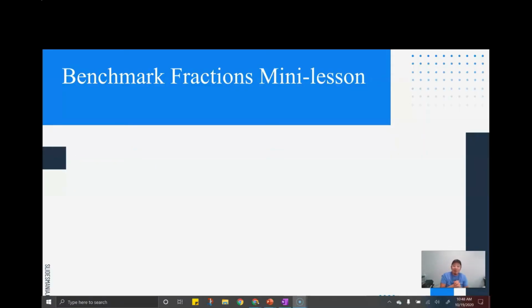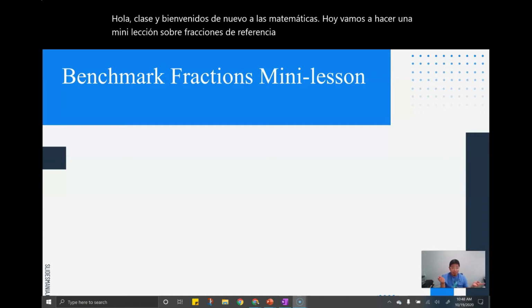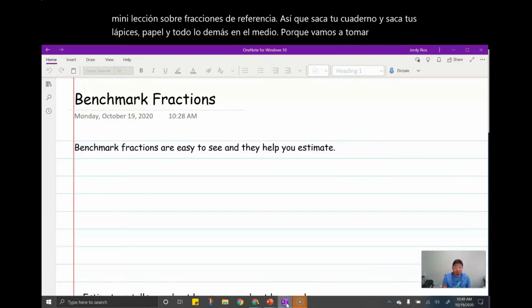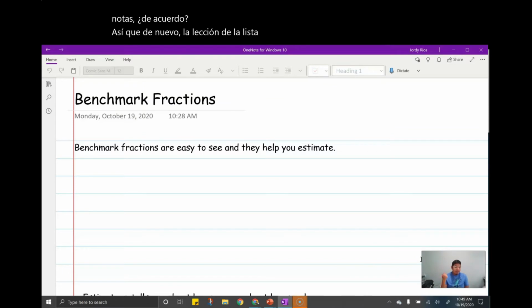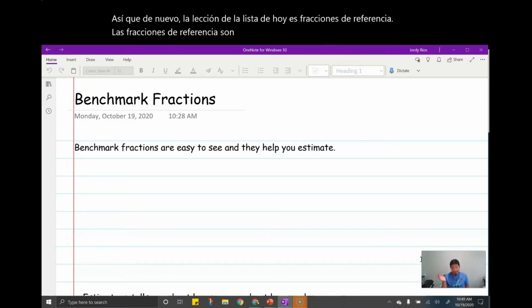Hello class, and welcome back to math. Today we're going to be doing a mini lesson on benchmark fractions. So take out your notebook and take out your pencils and paper and everything else in between, because we are going to take some notes. Alright. So again, today's lesson is benchmark fractions. Benchmark fractions are easy to see and they help you to estimate, okay? Remember to write down everything that's on the screen.